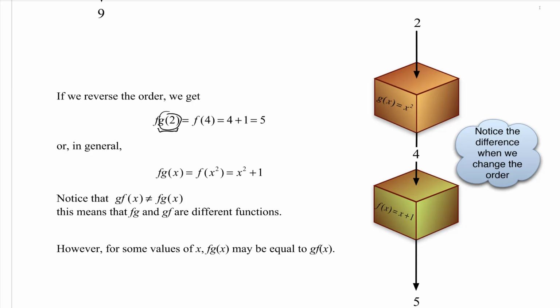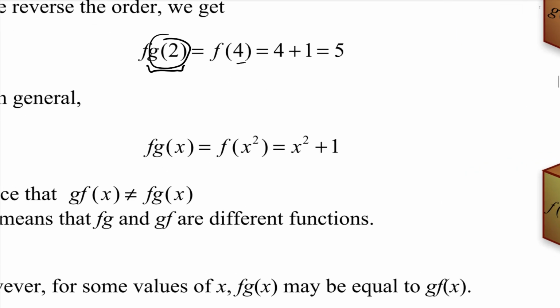F of 4, we know the f function just says add 1 to whatever is here. So we get 5 when that comes out. So in algebraic notation, this is an important one. F of g of x, do this first. That is f of x squared. So you can see I've just replaced g of x with what the function is for g of x. And the f function just says whatever we have here, add 1 to it. So f of g of x is x squared plus 1.